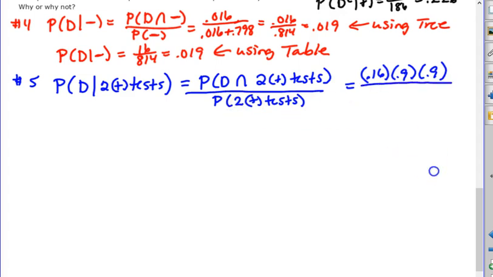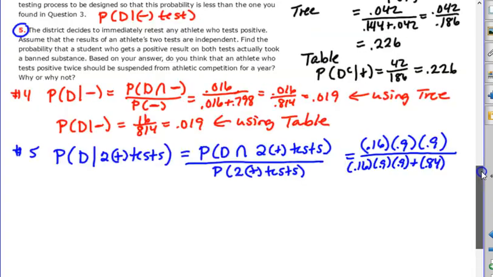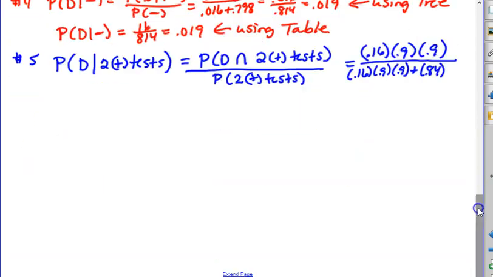Well, there are 2 ways to get 2 positive tests. There's either the probability that you took drugs and you got 2 positive tests, which is what we have here, or there's the probability that you didn't take drugs, 0.84, and you got 2 positive tests, which is 0.05.